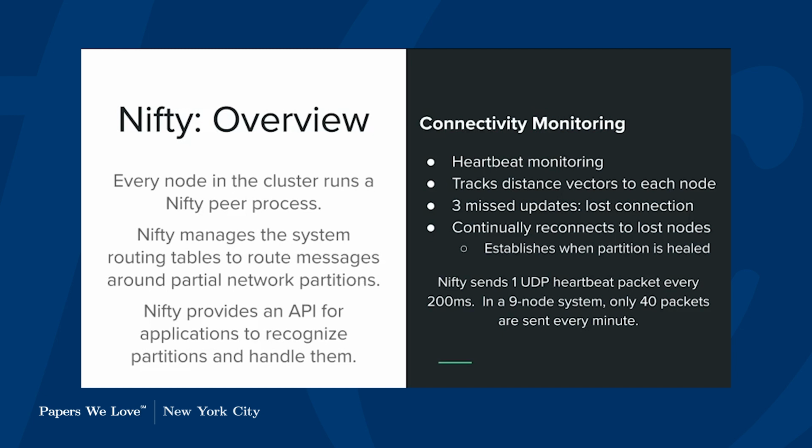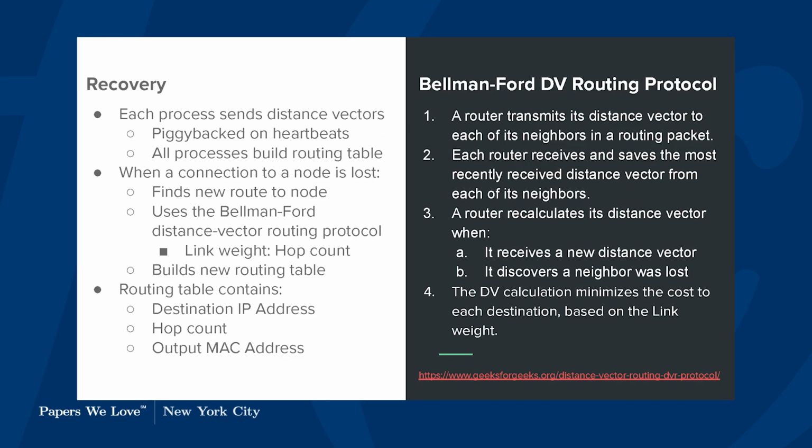In the paper itself, the implementation uses one UDP packet heartbeat every 200 milliseconds. That means in a 9-node system, there are only 40 packets sent every minute, which, as you'll see when we get to the results, doesn't have a strong impact on the overall performance of these distributed systems. All right, so we'll talk about recovery next.